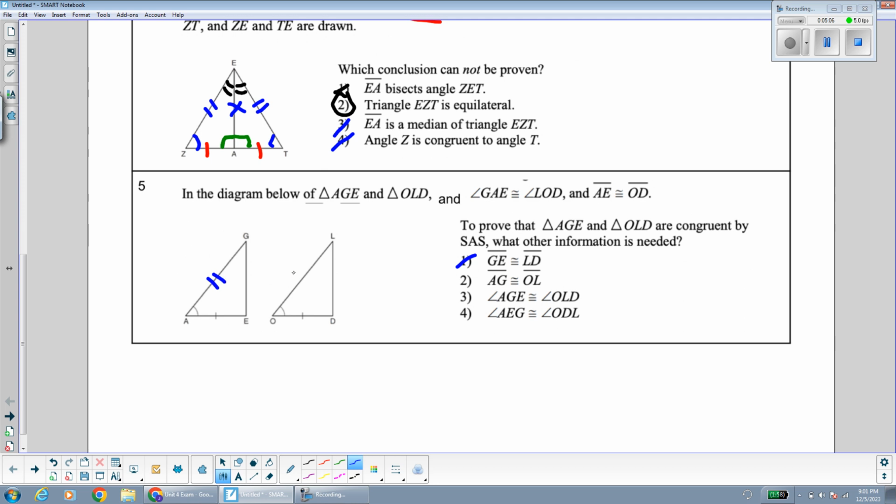AG, OL. Side angle side. The other two answers couldn't have been it anyway because that would have given you information about two pairs of angles, but side angle side only has one pair of angles. So we did need one of the side choices.